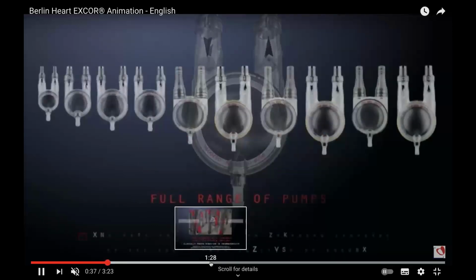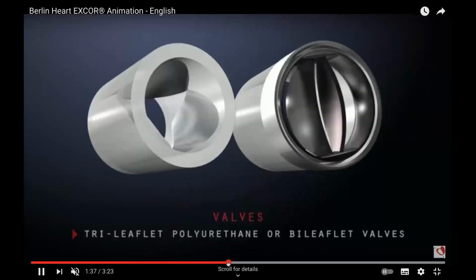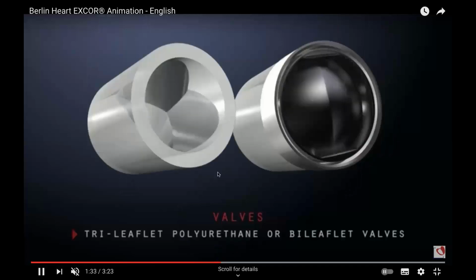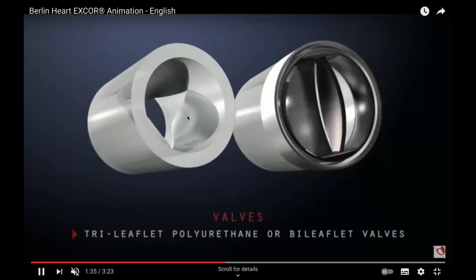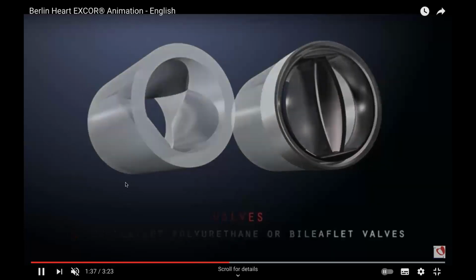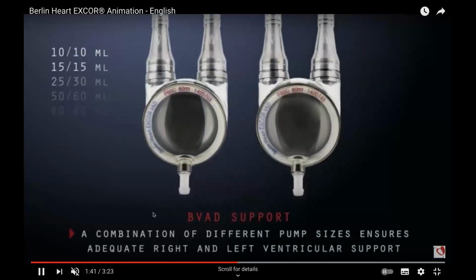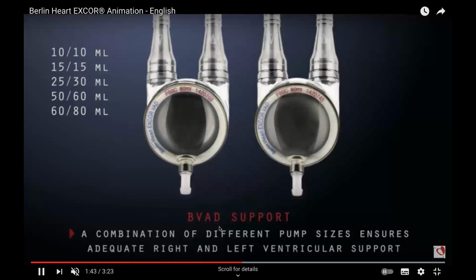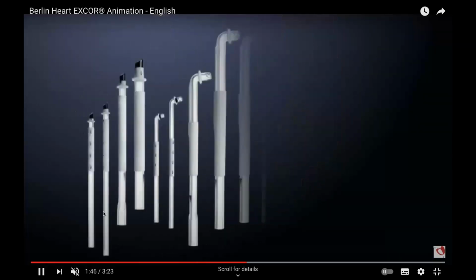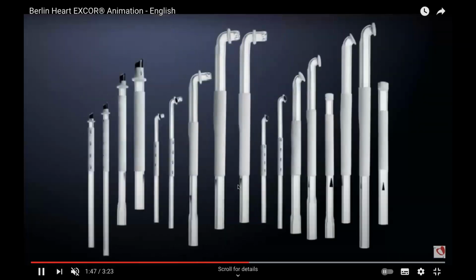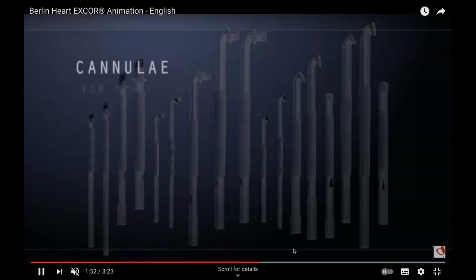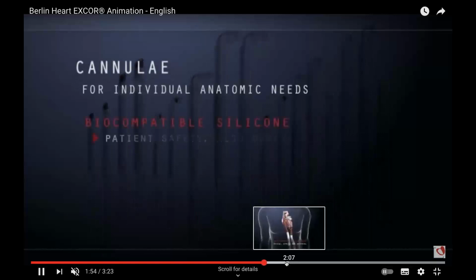Now, as I mentioned, there are these valves that sit inside the cannulae that open and close according to when the vacuum is created. You can have BiVAD support. There are different sizes, different cannulae that come, and depending on the size of the patient, you can choose your cannula.